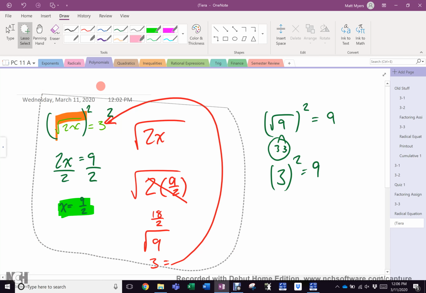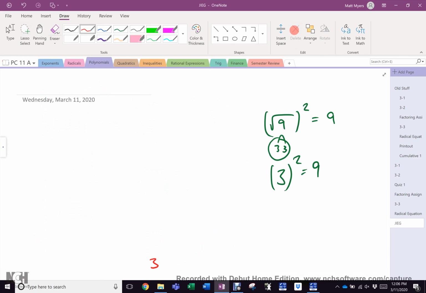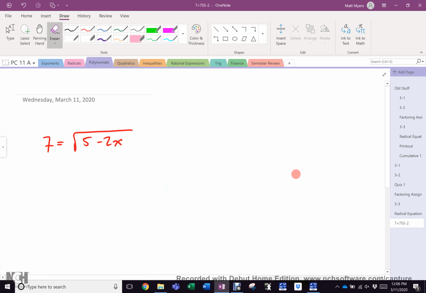So let's try another easy one. You can try it on your own, and we'll see where it gets us. 7 equals the root of 5 minus 2x. Now, some kids will honestly say to me with a straight face that they don't know how to do this because the letter's on the right. Don't be that kid. Okay? Go.